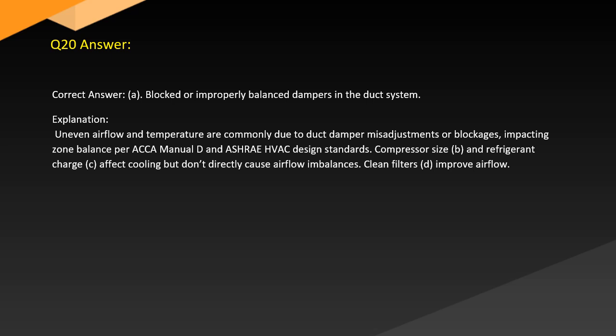Answer. Correct answer: A. Blocked or improperly balanced dampers in the duct system. Explanation. Uneven airflow and temperature are commonly due to duct damper misadjustments or blockages impacting zone balance, per CAM Manual D and ASHRAE HVAC design standards. Compressor size (B) and refrigerant charge (C) affect cooling but don't directly cause airflow imbalances. Clean filters (D) improve airflow.